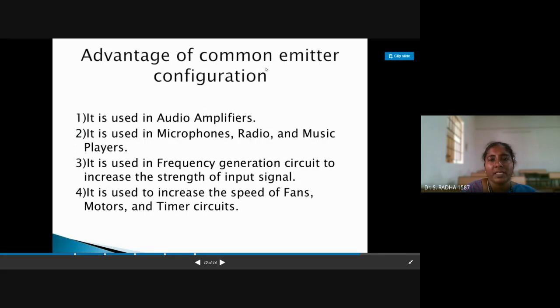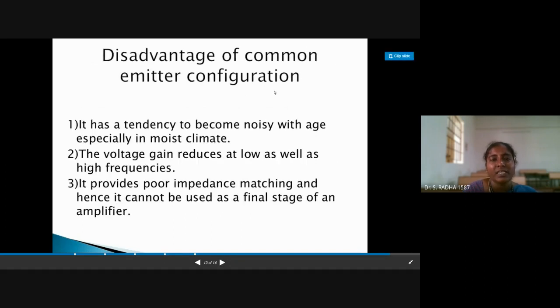Advantages: common emitter is maximum used because it is applicable in audio amplifiers, microphones, frequency generation circuits, speed of fans, motors, timer circuits. We find application of common emitter. Disadvantage: gain reduces at low as well as high frequencies. If we are operating at high frequencies, the voltage gain will reduce. Impedance matching is poor. If impedance matching is required, we have to go for common collector configuration.